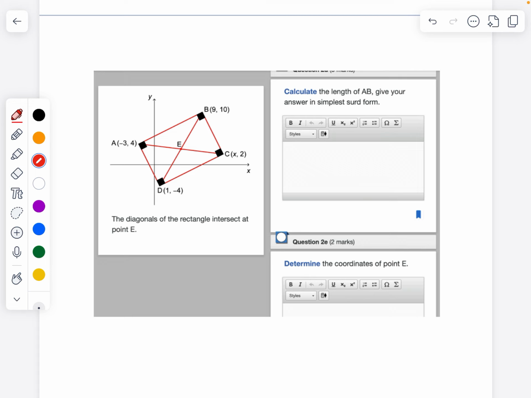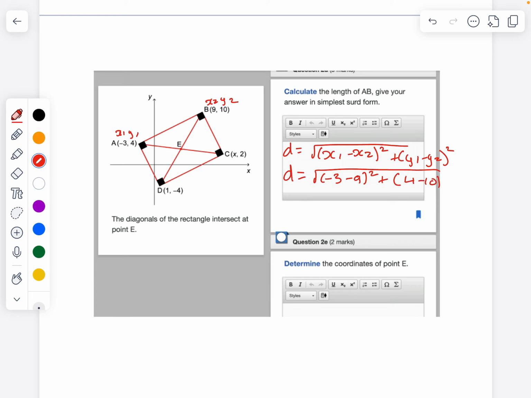Okay, if we move on to the next part of the question, it wants us to work out the distance, the length, of A to B. So we're going to use the distance formula. Again, you're given this in your formula booklet. It's just a reminder, x1 minus x2 squared plus y1 minus y2 squared. So label your points again: x1, y1, x2, y2. So in my question, I've got negative 3 minus 9 squared plus 4 minus 10 squared.